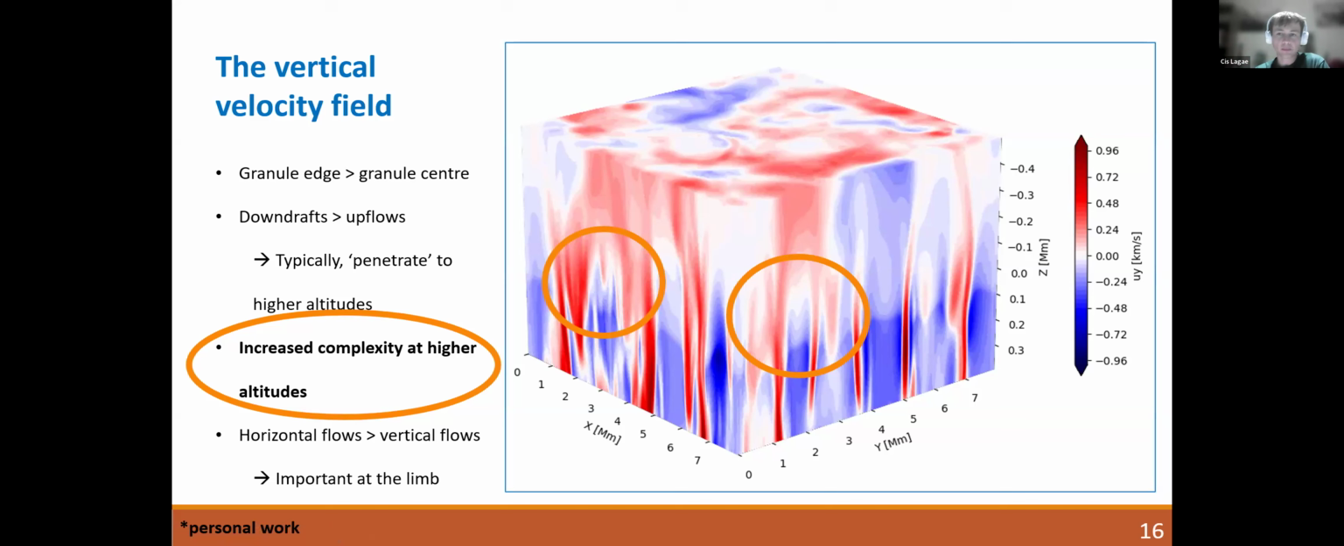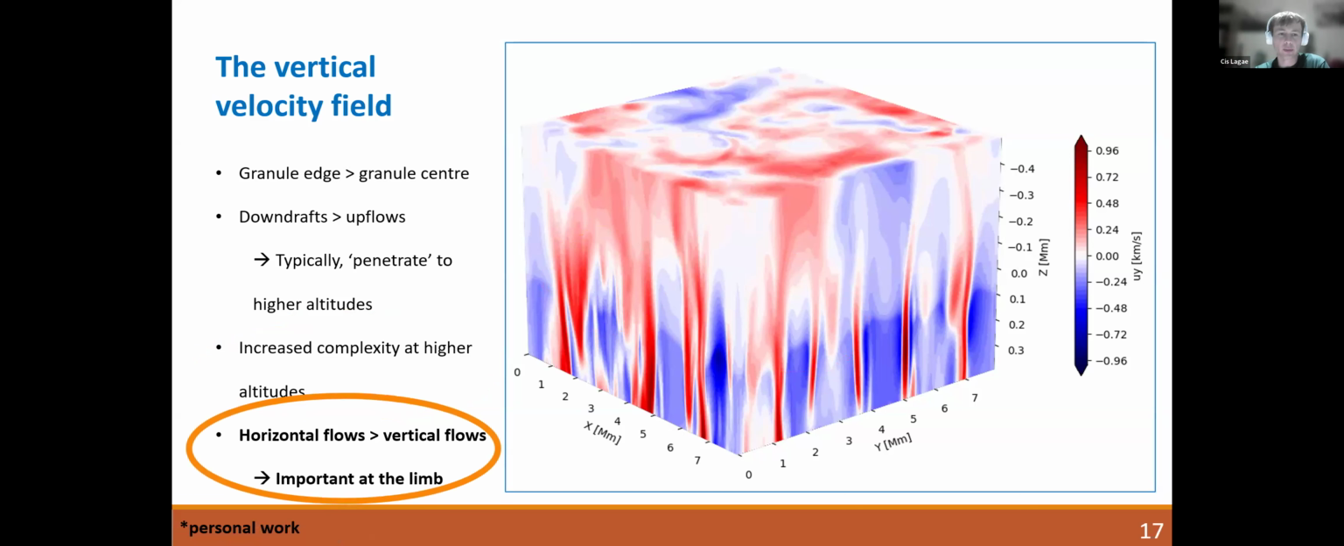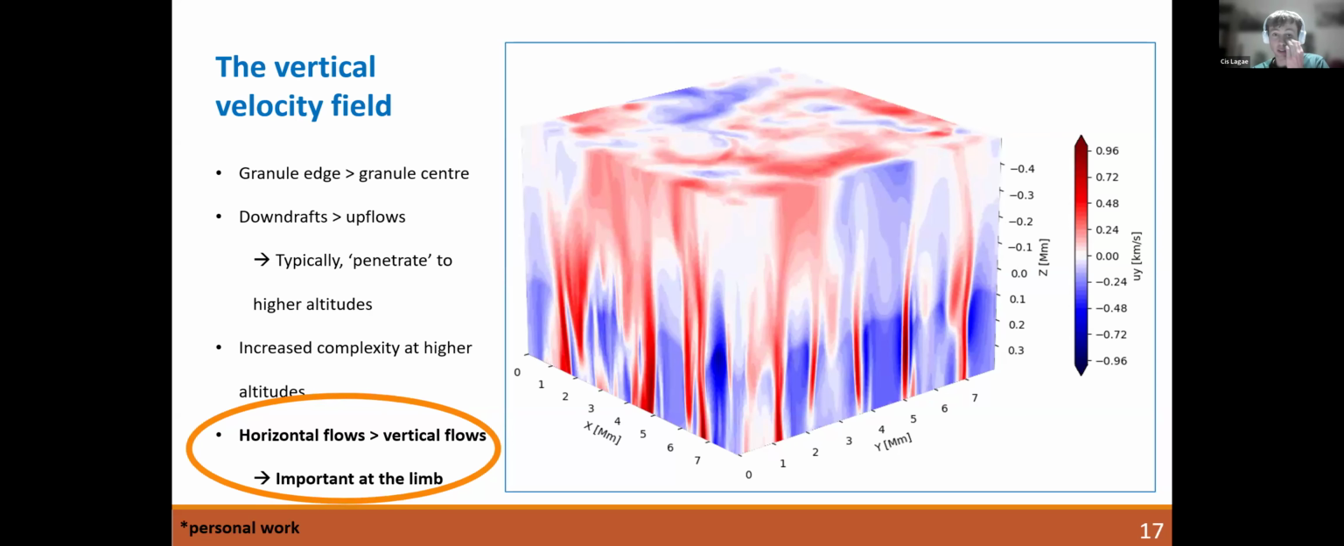Not shown here, but it's known that the horizontal velocity flows are usually larger than the vertical ones. This is important when we're looking at the limb. We're looking at an angle, so we're probing more of these horizontal flows. Typically, we see a larger line blending because of these larger velocity fields. So there's a lot going on in this cube, or at least at the surface of the star. Now let's look at how all of this impacts spectral line formation.